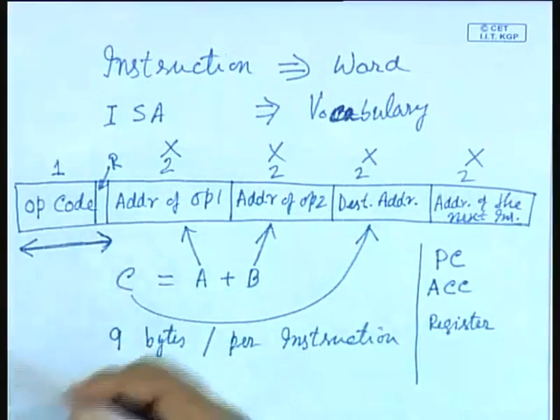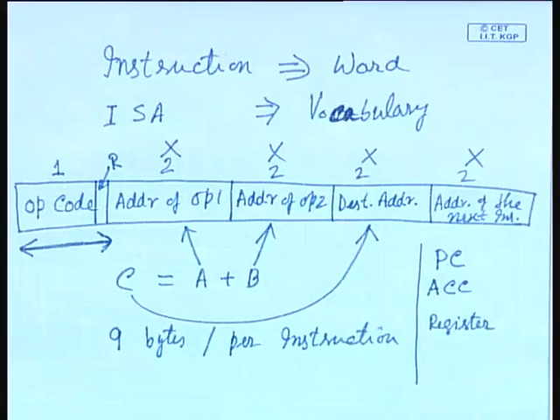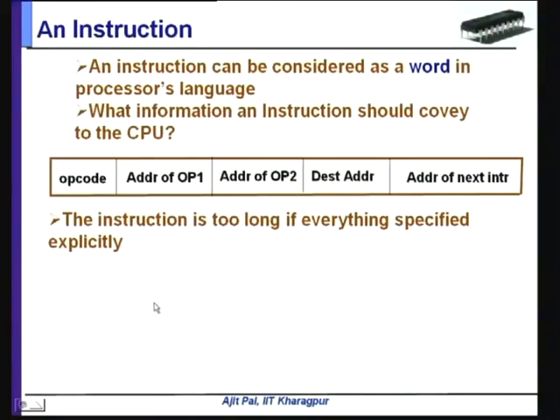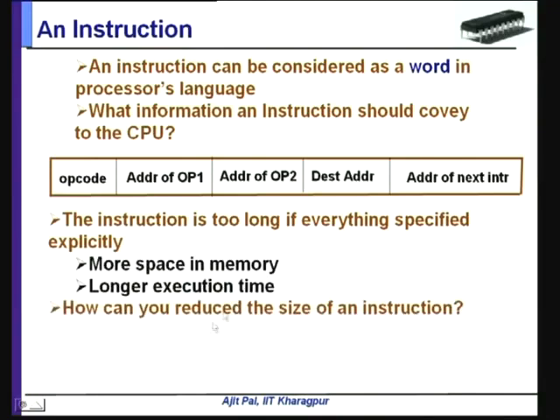Based on this discussion, we shall see different techniques have evolved, addressing modes and other things. So, the instruction is too long if everything is specified explicitly. So, it requires more space in memory, and it requires longer execution time.